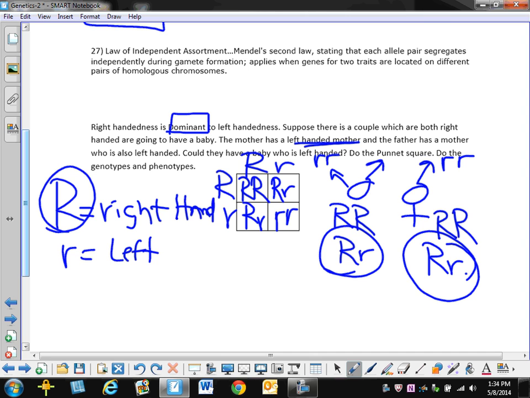It says, do the Punnett square, do the genotypes and phenotypes. I think you can do that.